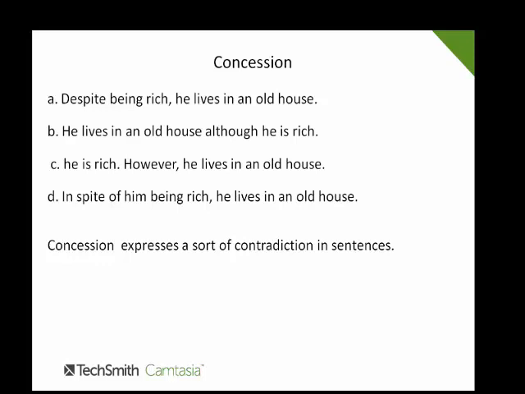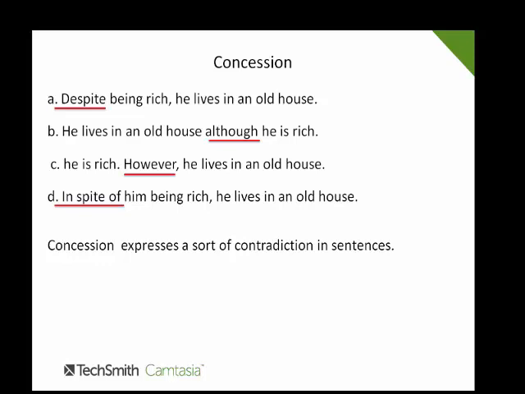Now let's talk about concession. Despite being rich, he lives in an old house. He lives in an old house although he is rich. He is rich, however, he lives in an old house. In spite of him being rich, he lives in an old house. Now, let's try to determine the expressions of concession that are used in these examples. So in the first one we have despite. In the second, it's although. Then, however. Then, in spite of. So, these are the expressions used for concession.